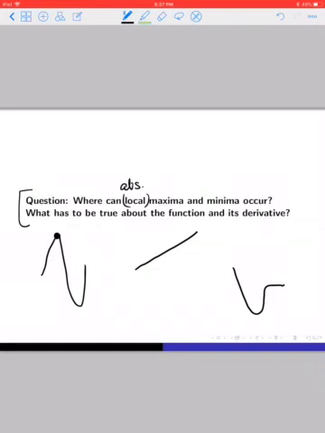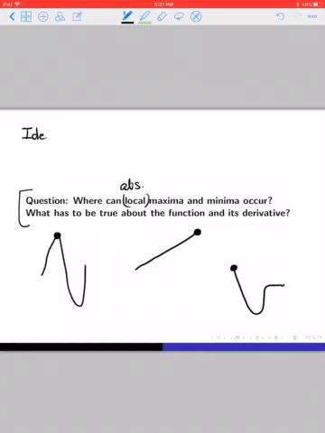Well, in this case, the maximum occurs somewhere in the middle, at this top of a mountain. In this middle one, our maximum occurred at the right endpoint. And on the final one, our maximum occurred at the left endpoint.